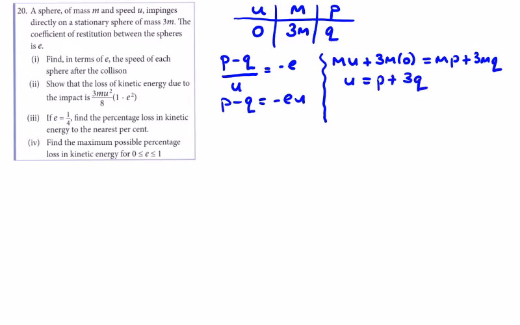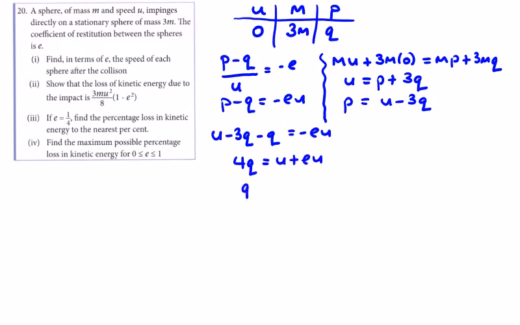And we're trying to find out what p and q are here. So p is equal to u minus 3q. So over here I can say u minus 3q minus q equals minus eu. So I've got 4q. If I bring it to the right, I make it positive, and that's going to be equal to u plus eu. So q is equal to, if I factor out the u times 1 plus e and divide by 4, I'll get u over 4 times 1 plus e.